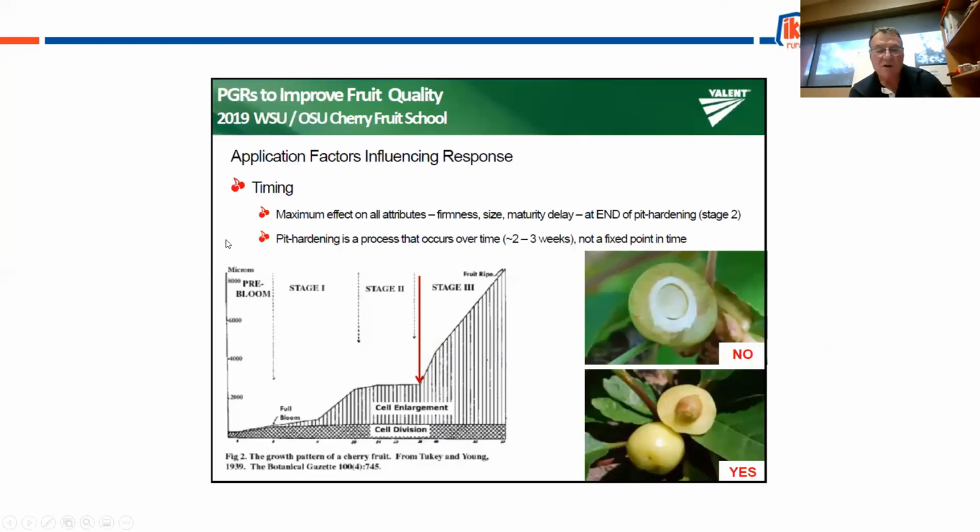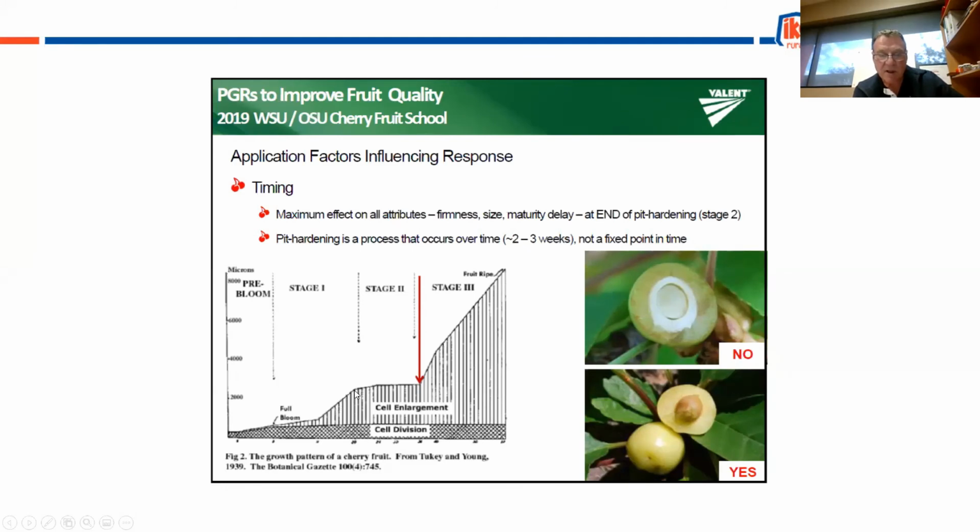And just to finish off, it's back to those three stages again of fruit development. I think when we're looking at those, stage 1, stage 2, and stage 3, I should have put this slide up before. It's actually a bit better. You get that early growth. It's cool, it's springtime, we get a slow growth.